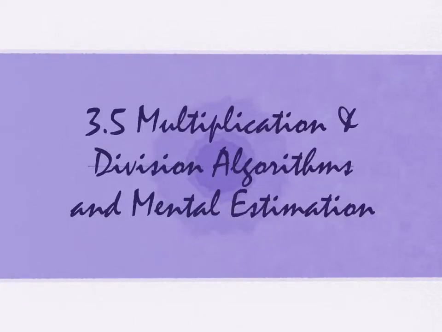Section 3.5 is multiplication and division algorithms. And we're going to do mental estimation in here as well. This is going to feel like the same thing we just did in section 3.4, but the operations of multiplication and division instead of addition and subtraction. So the structure of this lesson is going to look a lot like the structure of the last one.